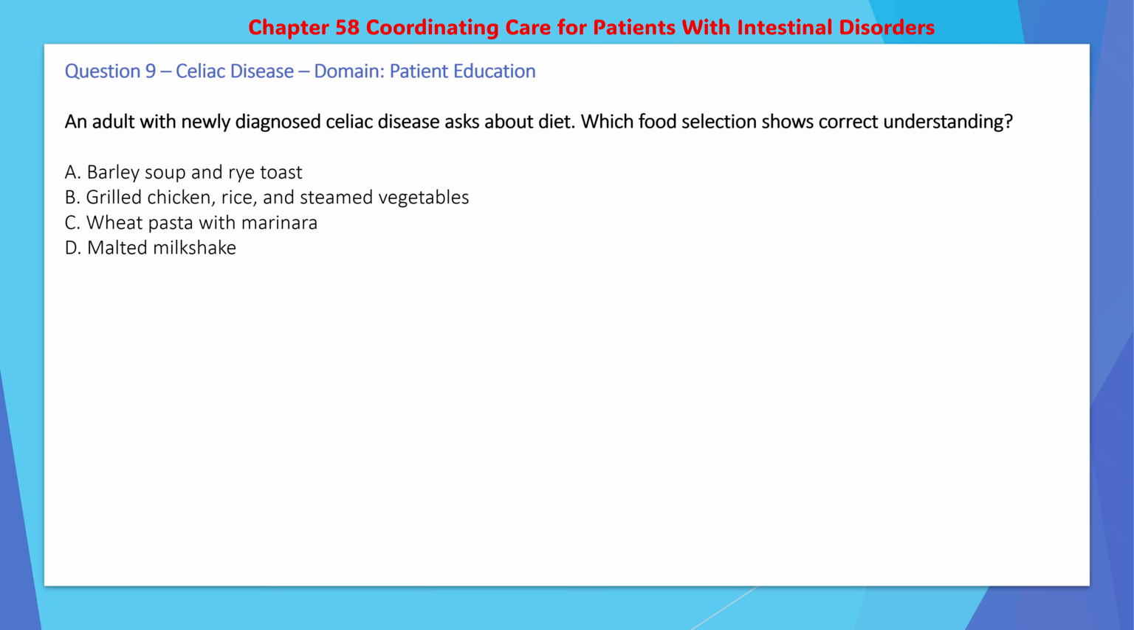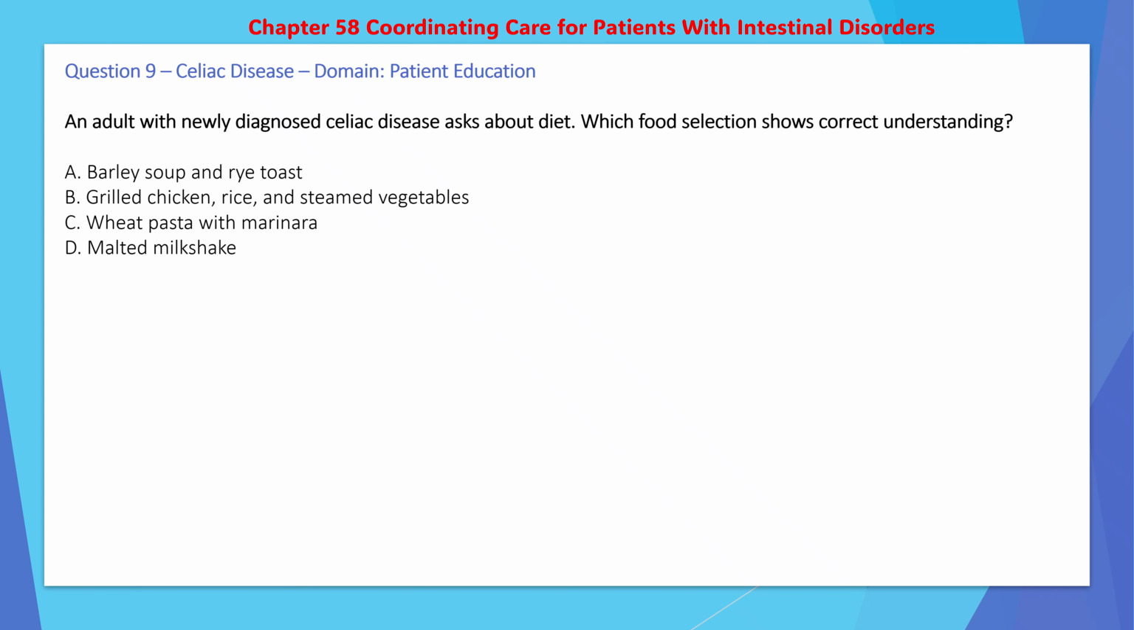Question 9. We're getting there, so we have 22. We're not half yet. Question 9, celiac disease. So here is patient education. An adult with newly diagnosed celiac disease asks about diet. Which food selection shows correct understanding?